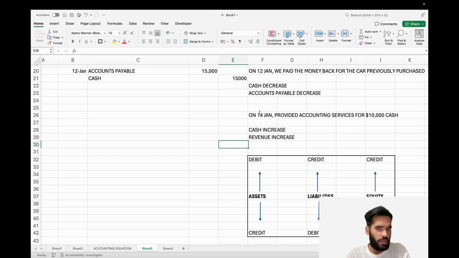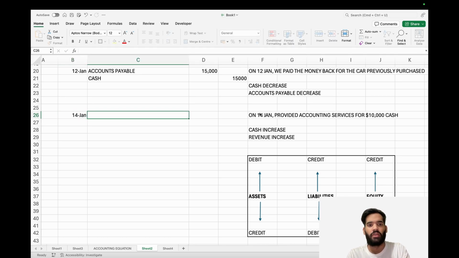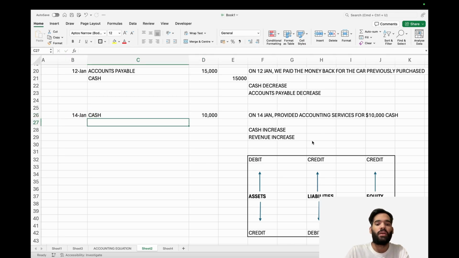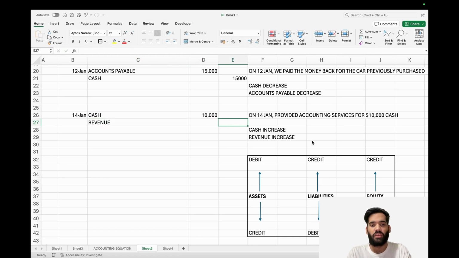So again, literally we just apply the rules and we should be very good here. Cash increase, cash is an asset, so cash is debit, and revenue increase, revenue is always under equity, so revenue will increase on the credit side.